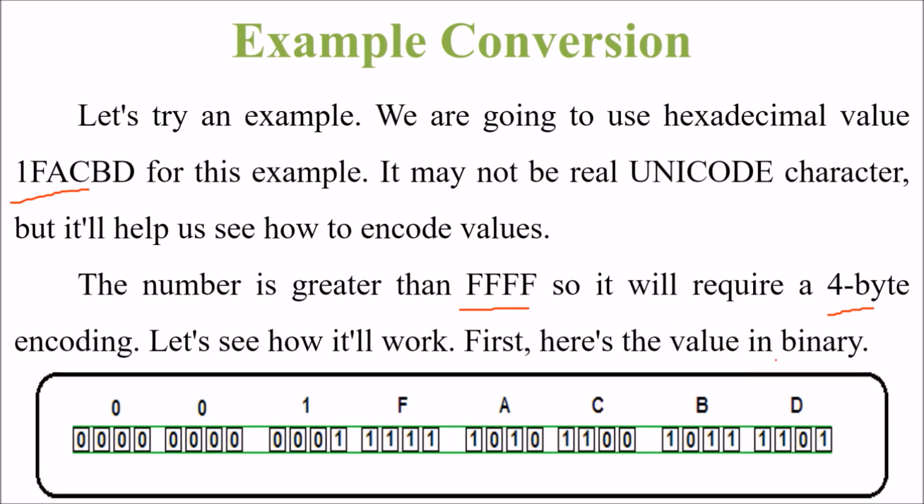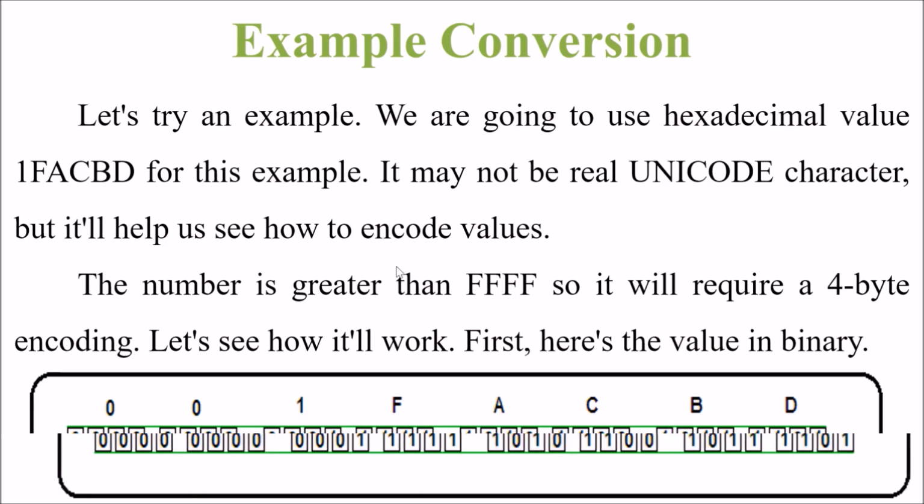Let's see how this actually goes. We have the value 1FACBD. So 0 is 0000, 0 is 0000, 1 is 0001, F is 1111, A is 1010, C is 1100, B is 1011, D is 1101. If you don't understand this, just refer to the table I discussed earlier. I've just taken the binary equivalent of each hex digit. Now it is written.